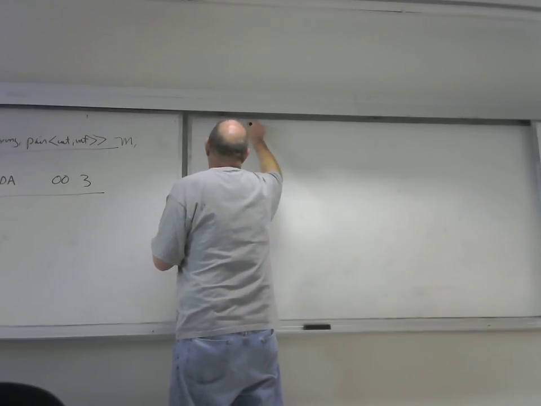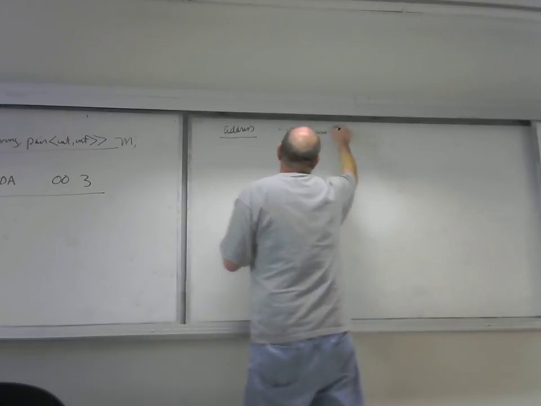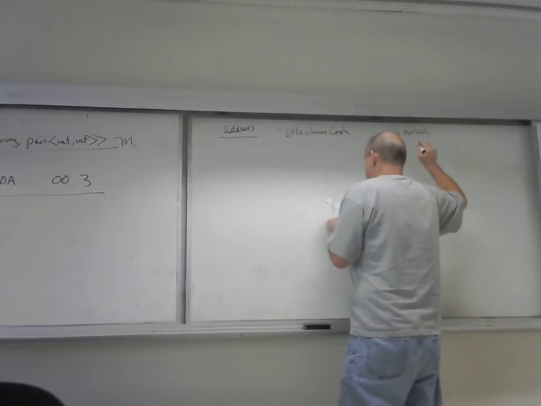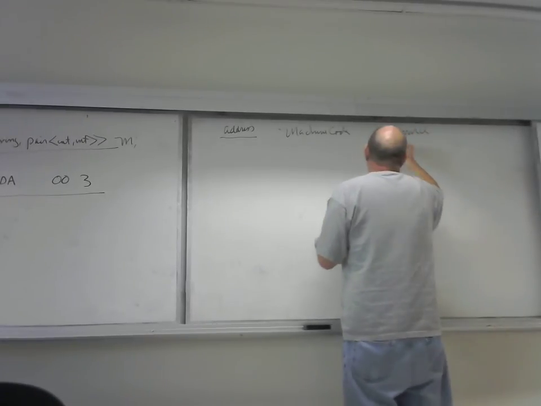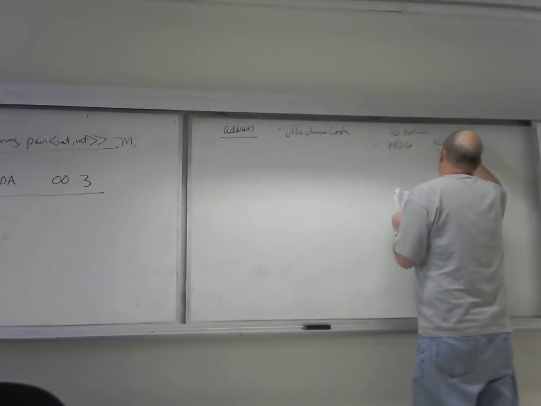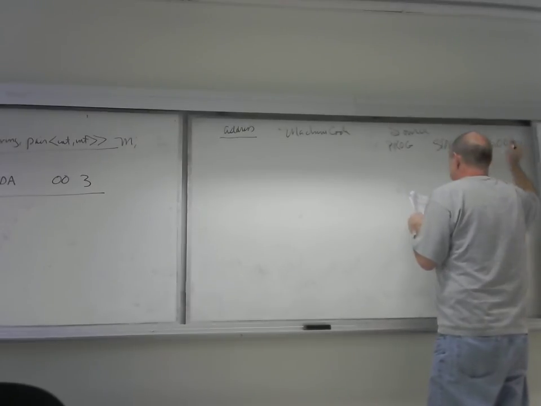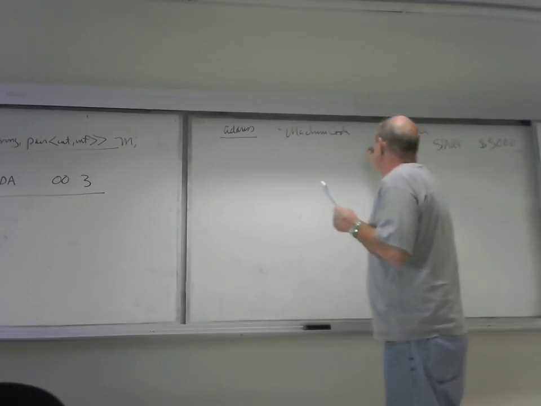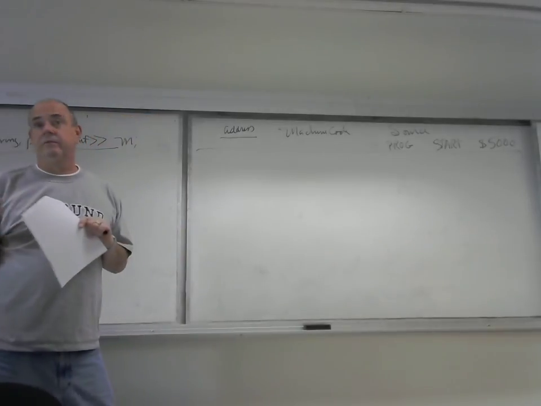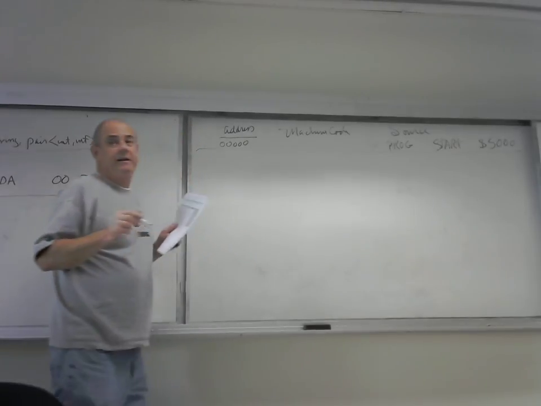Address, machine code, and then here's the source. Okay, so we have PROG START 5000. So that's hexadecimal. What's the address of that? 0000. Next line.